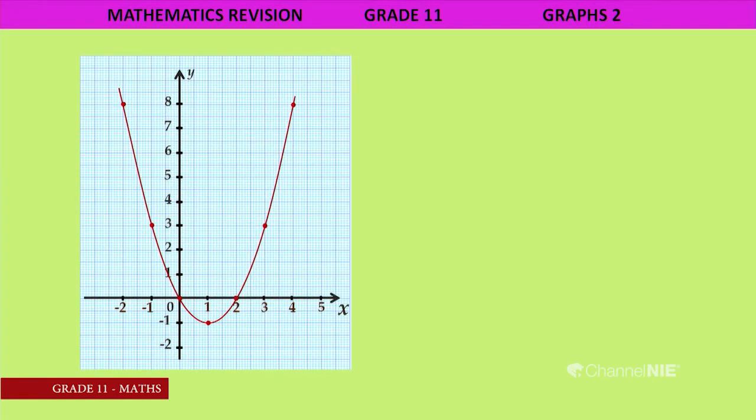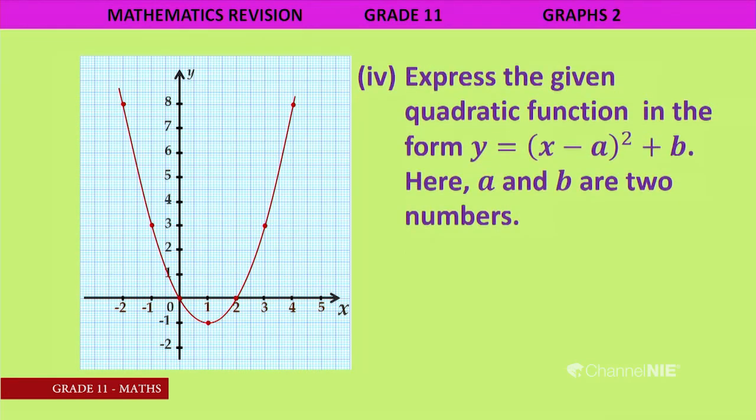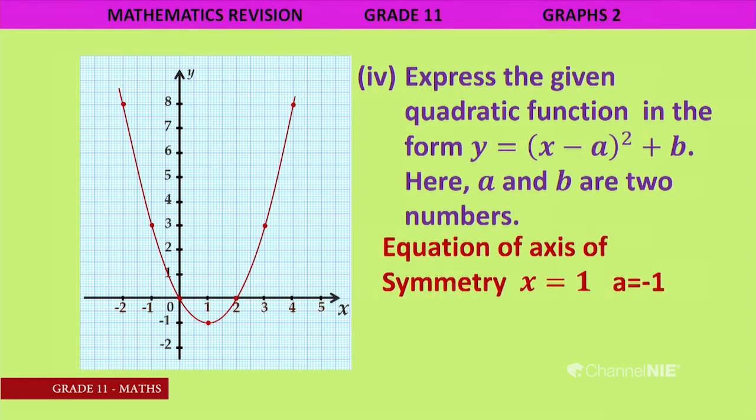You can see it. Then express the given quadratic function in the form y equals x minus a squared plus b. Here a and b are two numerical values. Always you have to use the equation of axis of symmetry. x equals 1. You have to change the sign of 1. Then a equals minus 1, because in this place you have to put it after changing the sign of 1.